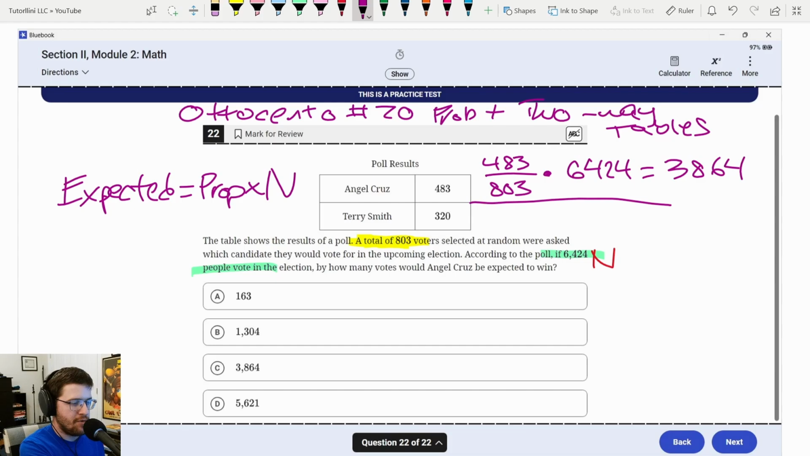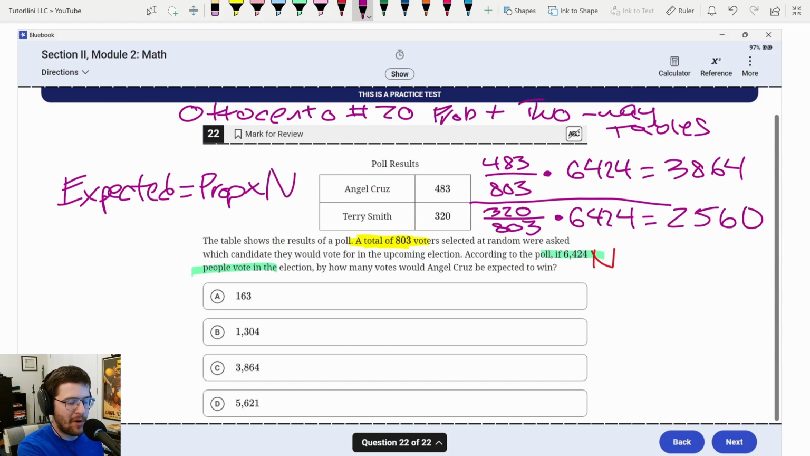And now I'm going to do 320 over a total of 803 for the proportion of Terry Smith. And I'm going to again multiply it by 6424. And I get 2560 votes.